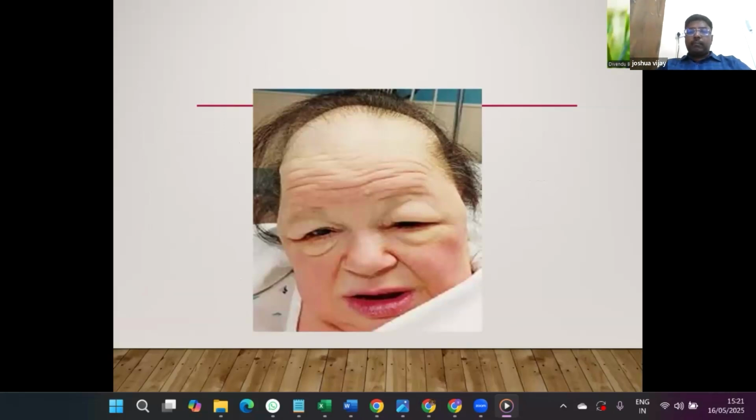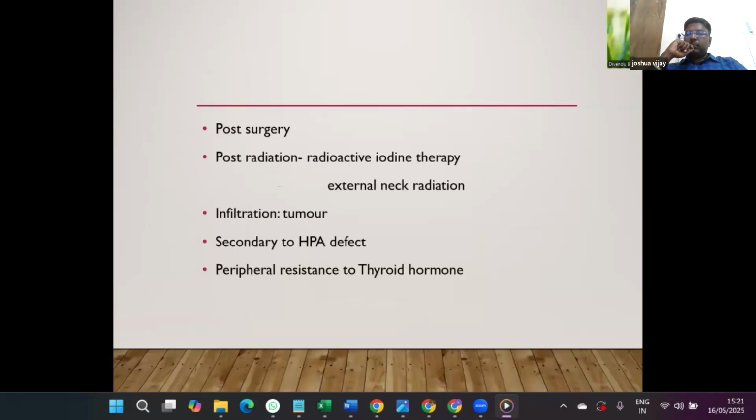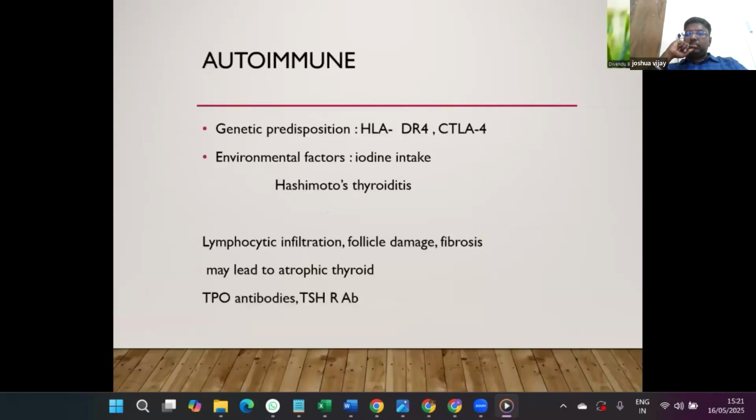So a little bit about hypothyroidism, followed by myxedema coma. Hypothyroidism is caused by congenital agenesis or defective hormone synthesis, or autoimmune disease like Hashimoto, atrophic thyroiditis, postpartum thyroiditis, or subacute thyroiditis. Also post-surgery, post-radiation, infiltration like tumors, secondary to the HPA axis like Sheehan syndrome, or peripheral resistance to the thyroid hormone. In autoimmune thyroiditis, the genetic predisposition is there like HLA-DR4 or CTLA4, and environmental factors also influence, like iodine intake. The pathophysiology of Hashimoto thyroiditis is lymphocytic infiltration, follicle damage, and fibrosis. It may lead to atrophic thyroiditis in the course.